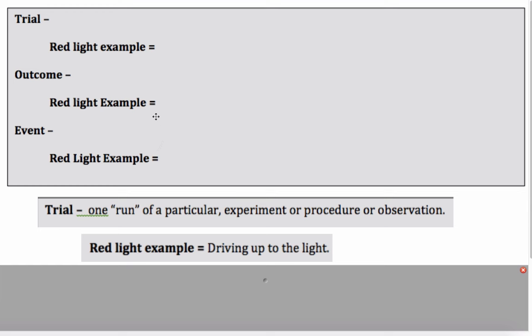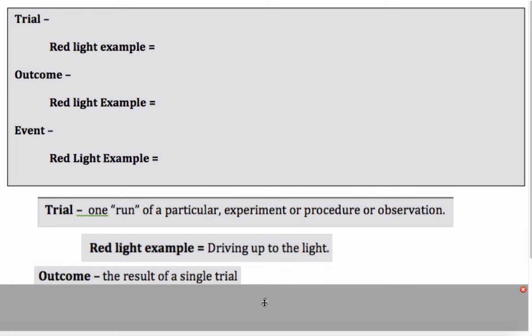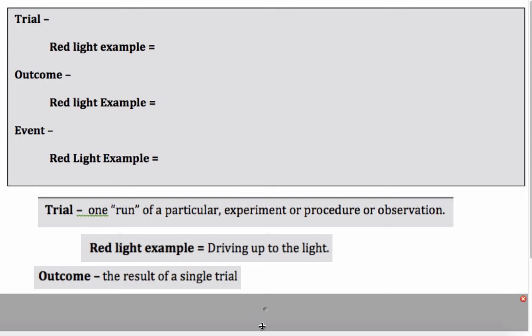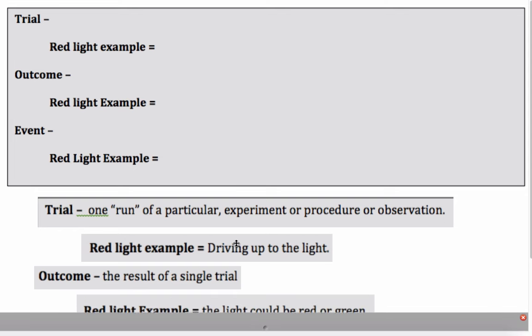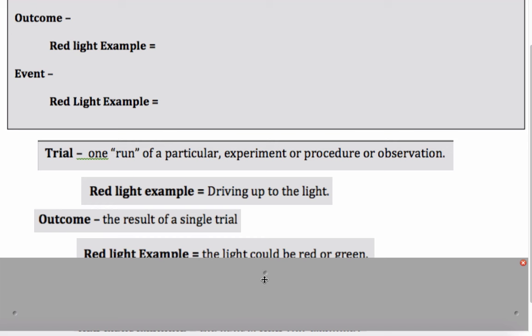And then at the light, we have possible outcomes. Our outcome is the result of a single trial. In this case, we could either have the light be red or the light be green.